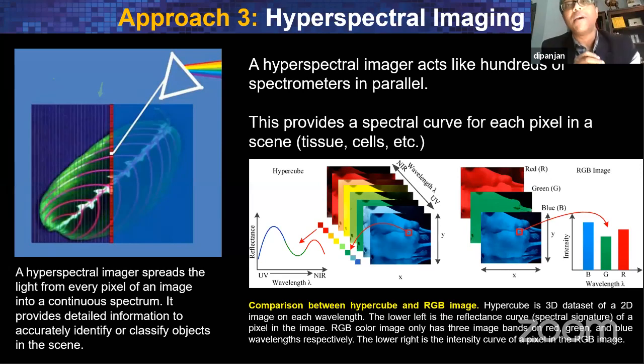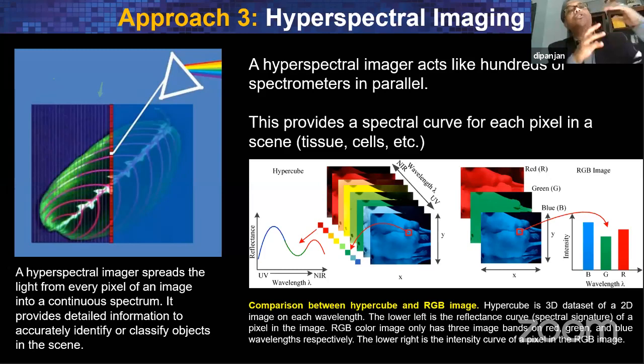Hyperspectral imaging is something like our human eye. The human eye sees everything in different colors. That's how nature has created us, that everything we can see in color. If you're looking at a tree, it's green, and the grass is green. If you're looking at the sky, it's blue. So everything we see in color, and we can distinguish it.